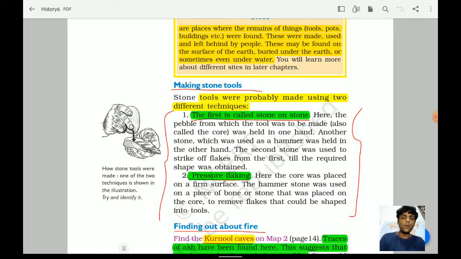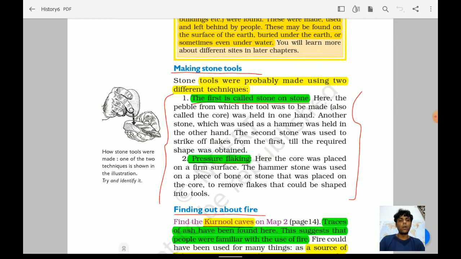Here they are simply keeping the stone in a solid place, and then using a hammer, any stone or any bone or anything which is available, to give shape to the stone. So these are the two methods, first stone on stone, and second pressure flaking, by which they must have shaped or carved the stones.